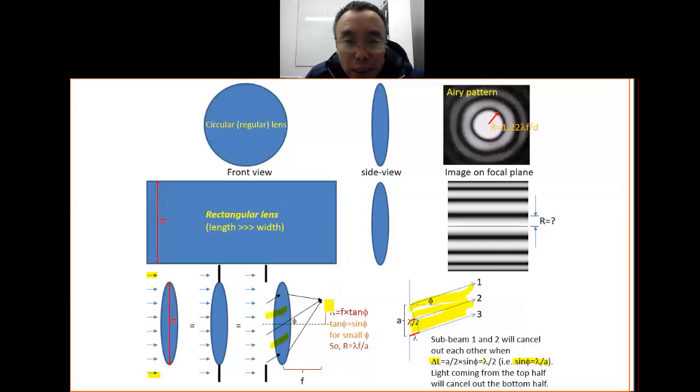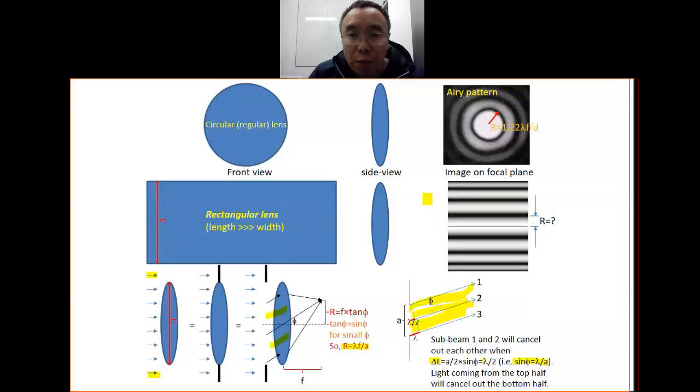Then we can know the distance from here to here, which is the resolution according to the Rayleigh criterion. So R equals F tangent phi. For a small angle, tangent phi is approximately sin phi. So we have sin phi equal to lambda over A, and R equals lambda F over A. This is to be compared with 1.22 lambda F over A. That means for the rectangular lens, it is 1.0 lambda F over A, and for the circular lens, it is 1.22 lambda F over A.